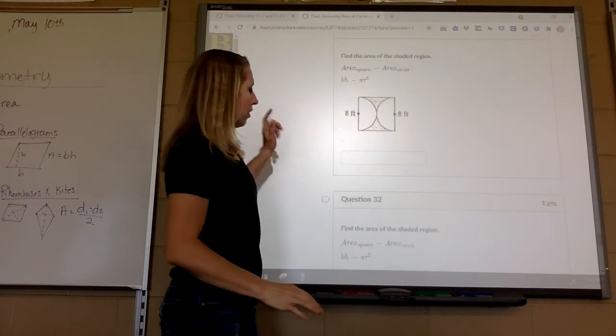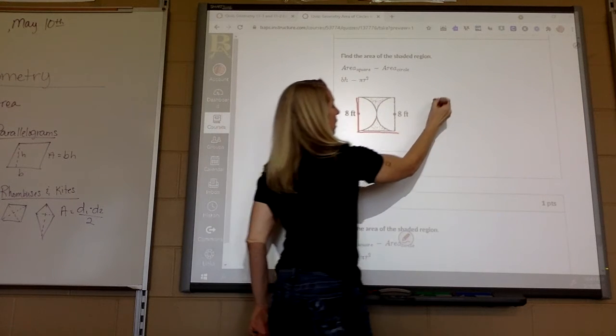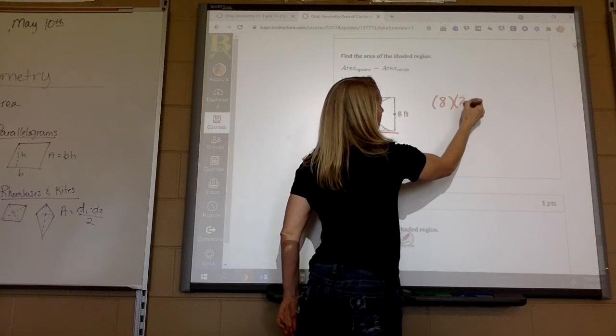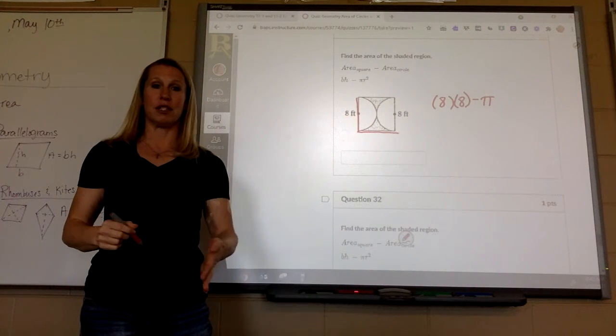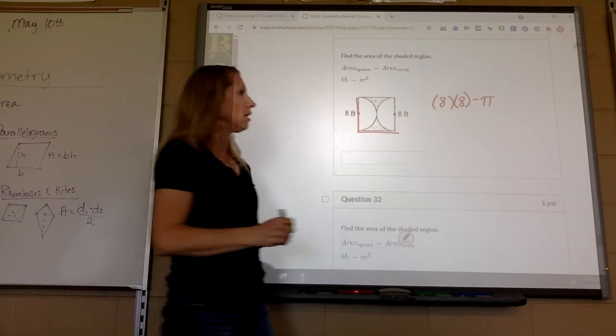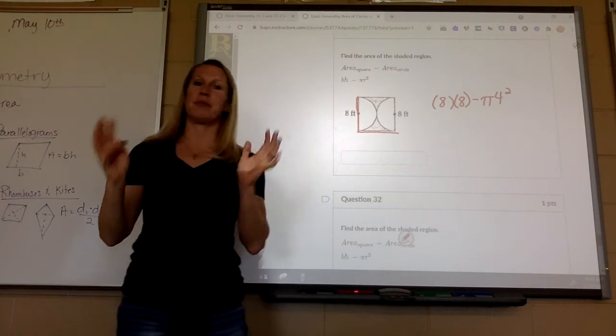You'll do the same thing with 31. The area would be 8 times 8, that's of your square, minus pi r squared. If the diameter is 8, what would the radius be? It would be 4. So type that in and get that answer.